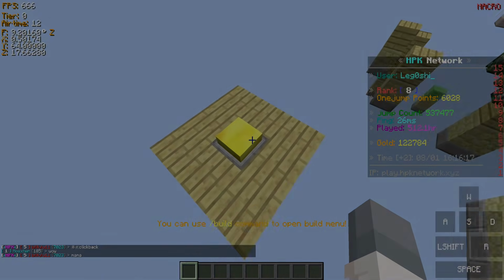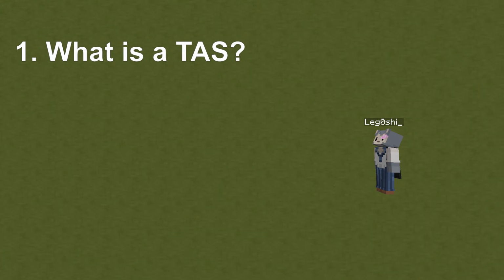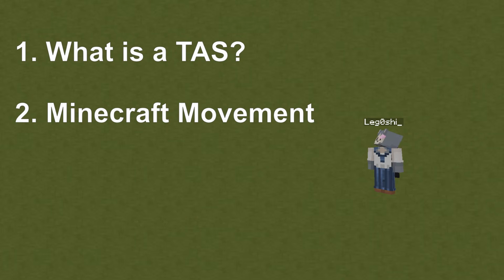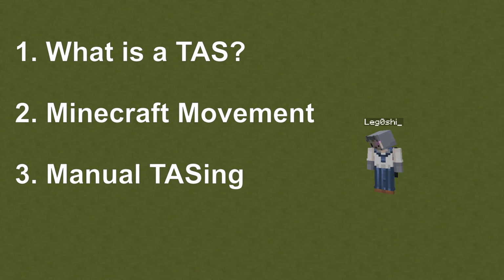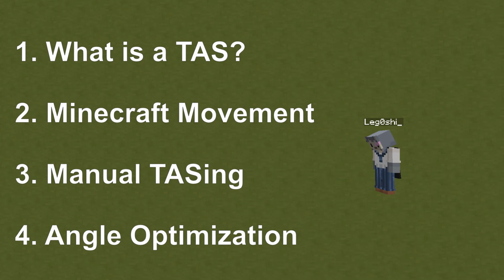Before we start, I want to give a short introduction to TASing in general and show what makes Parkour TASing its own discipline in Minecraft. After that, I will give a quick refresher on Minecraft's movement mechanics. This is not strictly needed, but helps tremendously when creating TASs. After that, we'll create a TAS manually and then use the angle solver to optimize it. We will be able to see that we can save over an entire second on this short course.